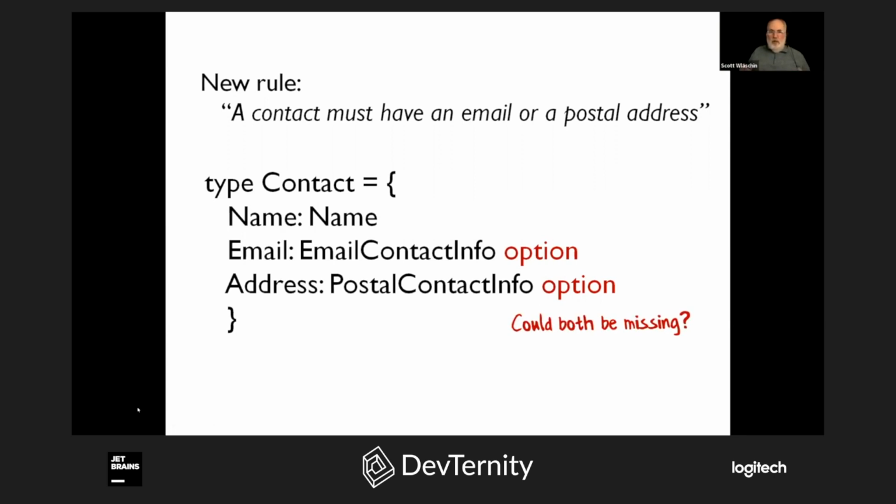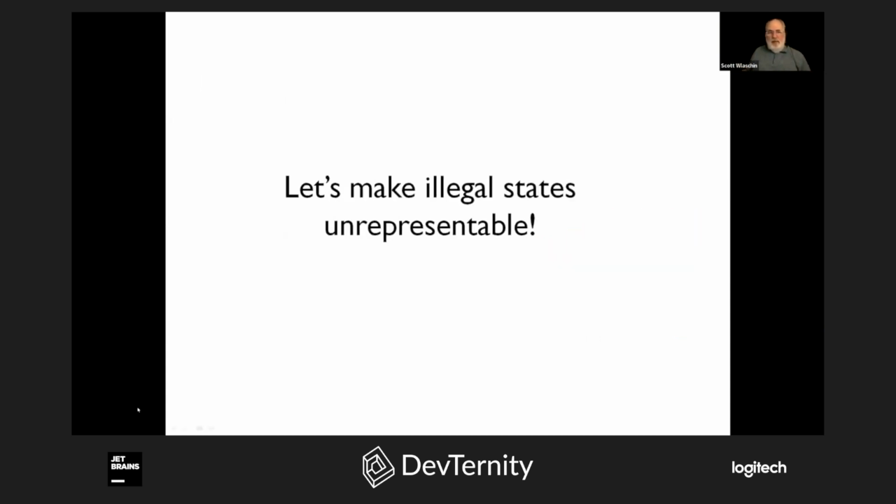So then you can say, well, I'll just have some validation logic that checks if they're both missing and throws an exception. No, I'm not going to do it. I want to put it in the design so that situation can't even happen. So how can I guarantee the situation can't happen? Let's make the illegal states unrepresentable. The illegal state we're going to get rid of is where they are both missing.